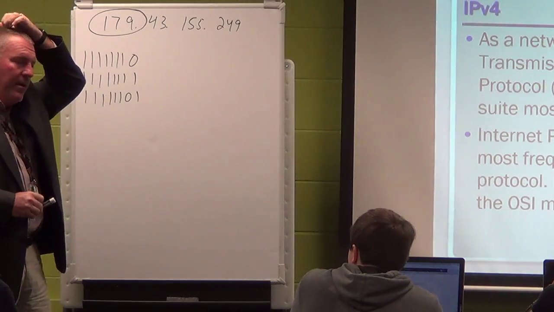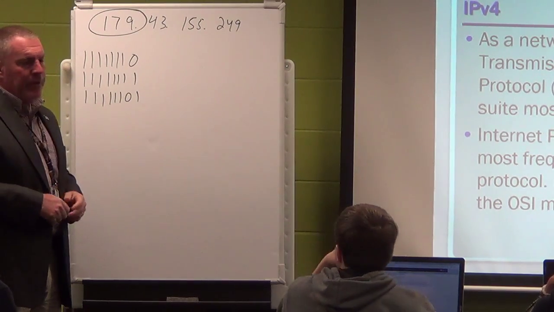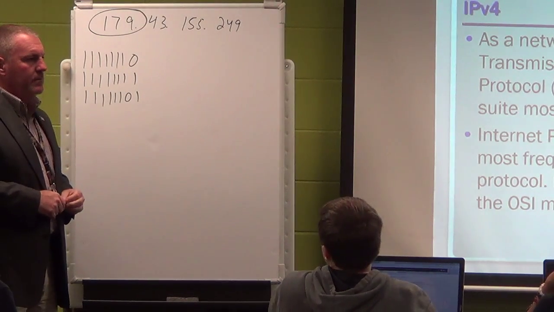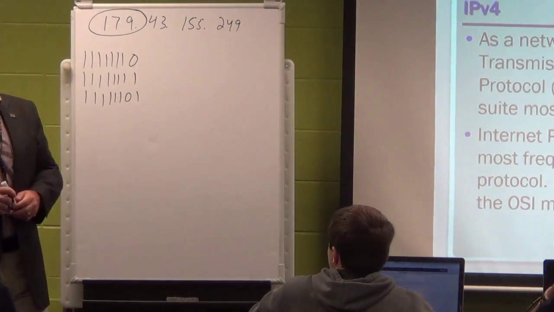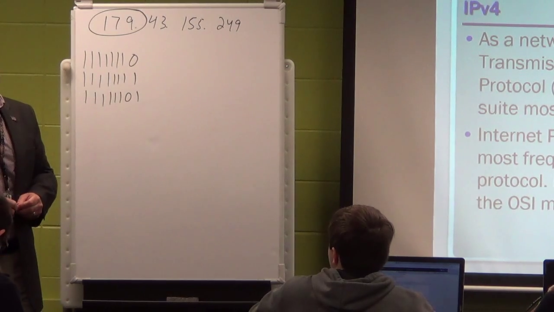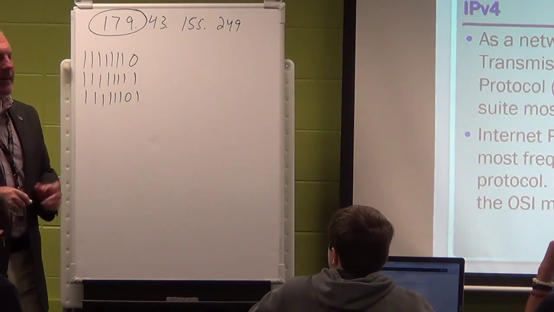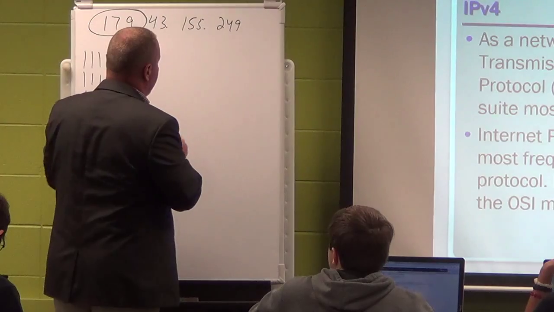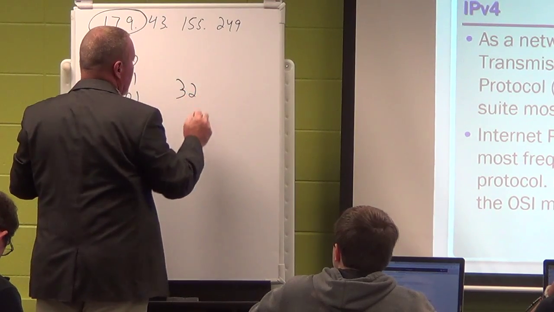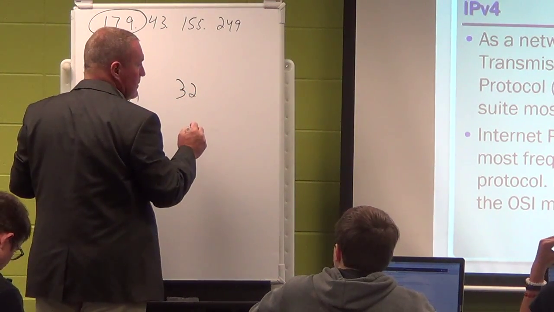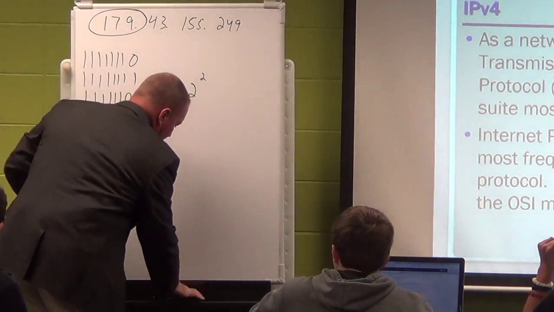Who knows the formula for calculating the total number of possible addresses using 32 bits? How would I represent this? Let's do it a different way. Binary format, if I wanted to identify this in binary format, I would say a total of 32 bits, so 32 to the how many power? To the second power. That's one way. Now, let's back up.